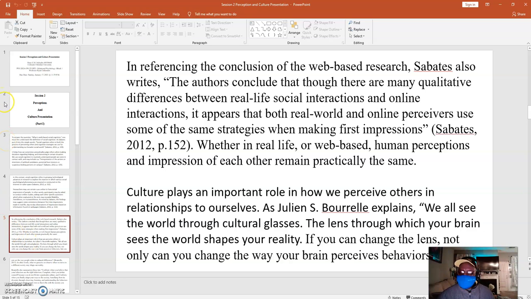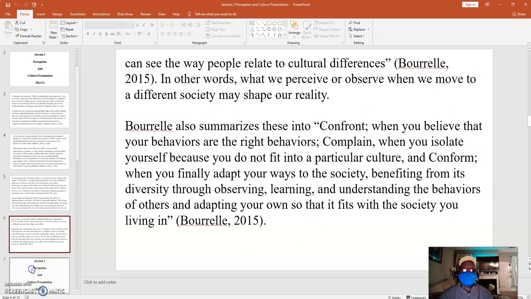The video we watched with Julian S. Burrell explained that we all see the world through culture glasses, the lens through which our brain sees the world, shaping our reality. If you can change the lens, not only can you change the way your brain perceives behavior, but you can see the way people relate to cultural differences. In other words, what we perceive or observe when we move to a different society may shape our reality.